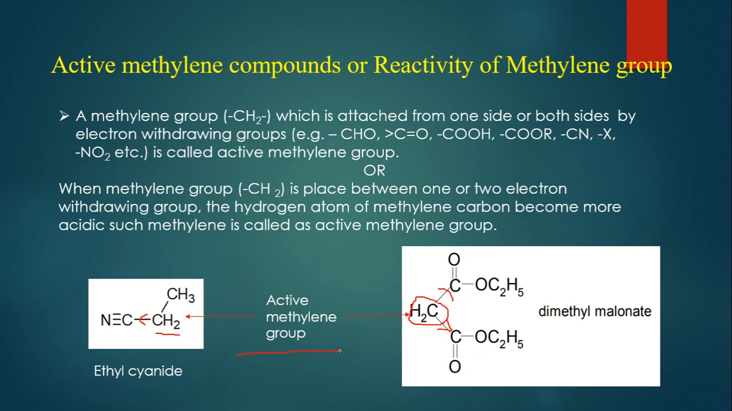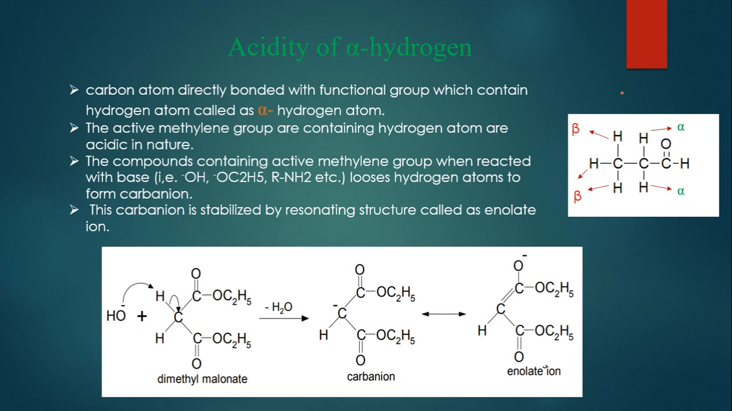Why is it known as an active methylene group? Because its electron density is withdrawn by this electron withdrawing group. Examples are CHO, carbonyl group, carboxyl group, ester group, cyanide group, halide, and NO2 group. Such a group directly bonded to the methylene group makes it known as an active methylene compound or reactive methylene group. This is all about the activity of the active methylene.